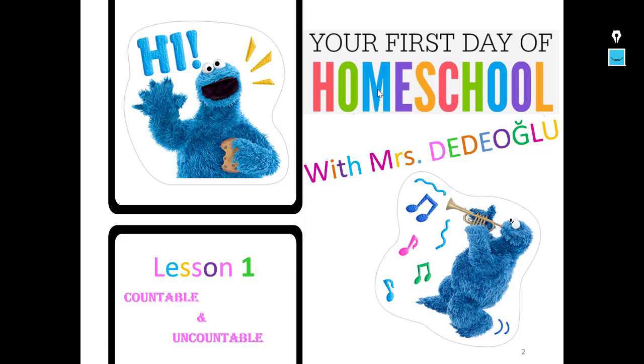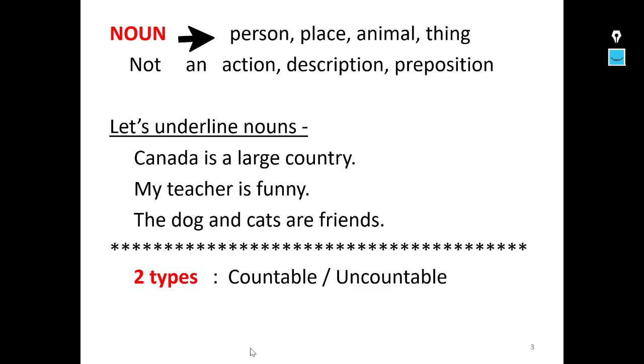Hello. Your first day of homeschool with me and lesson 1, countable and uncountable nouns. I'm going to teach you about countable and uncountable nouns. We can also call these count nouns, so we can count 1, 2, 3, 4, 5, you know, and non-count nouns like water, grass, okay? So let's begin by first talking about what is a noun.